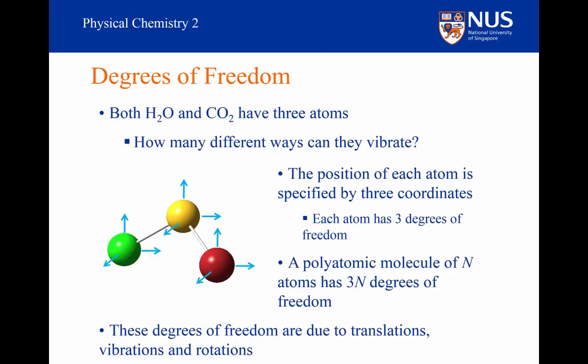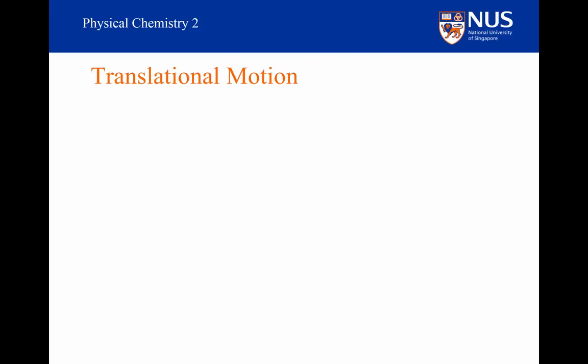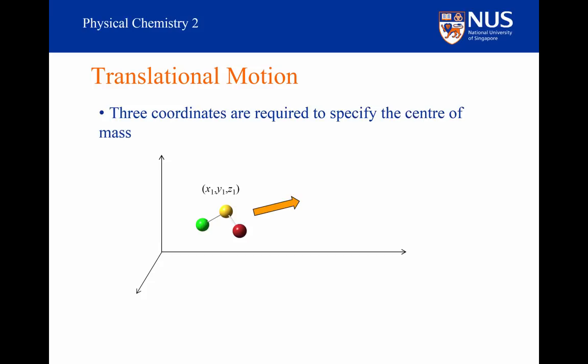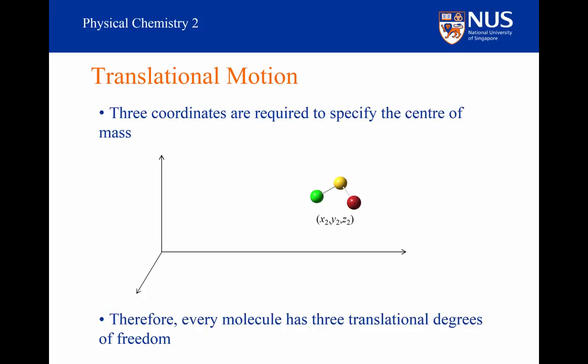When we have more than one atom, these degrees of freedom can be written as combinations of atomic coordinates that describe translations, vibrations, or rotations. First, let's look at translational motion. To describe the position of a molecule, we can specify its center of mass with 3 coordinates. We can then describe the translation of a molecule from one position to another by identifying the change in the 3 coordinates of its center of mass. Therefore, every molecule has 3 translational degrees of freedom.